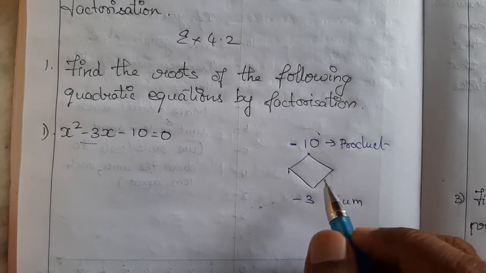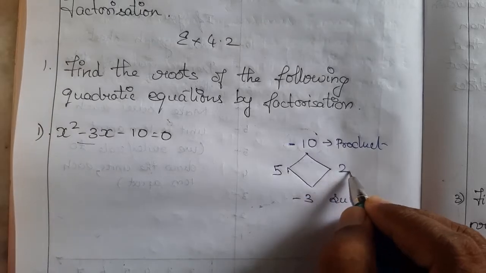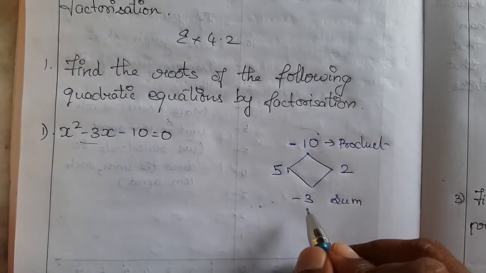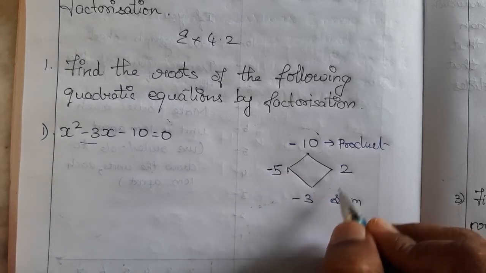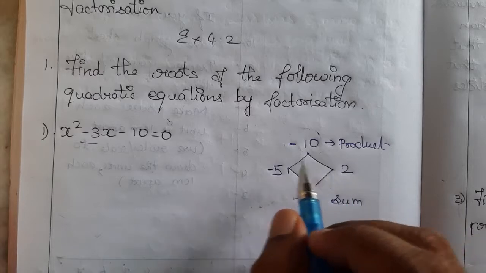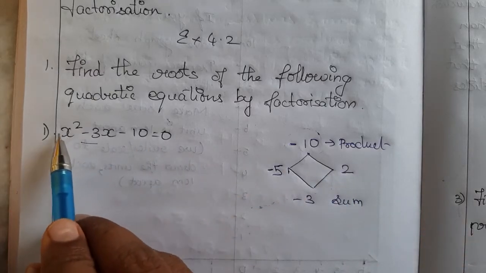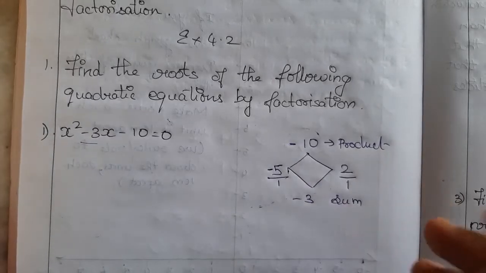5 twos are 10, and 1 into 10 is 10. So with 5 and 2, if you subtract, you will get 3. If it's −5 plus 2, that's −3. If it's 5 minus 2, that's +3, so we'll choose the −5 here. And what we multiplied by, the coefficient of x², should be divided here. So divided by 1, divided by 1.